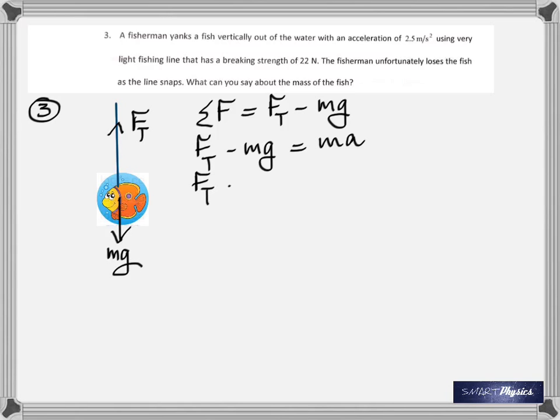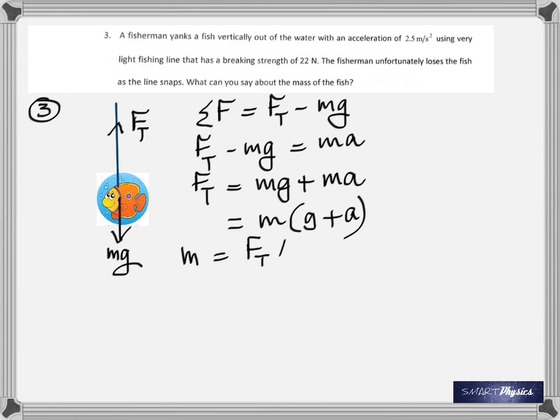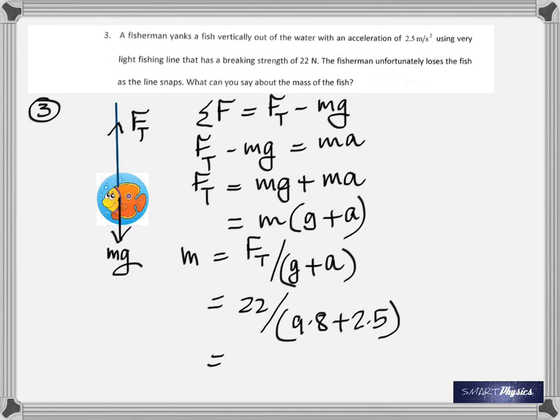So you take that term to the other side. That's how you get that as positive. And it goes to the other side. That's why when you take the mass common out, you get g plus a. And therefore, you can rearrange and make mass the subject, and you would get Ft divided by g plus a, which is 22. That's the maximum it can take, isn't it? Divided by the sum of the two factors, and you get 22 divided by 12.3, 1.79 fish. Not so huge, but not too small either.